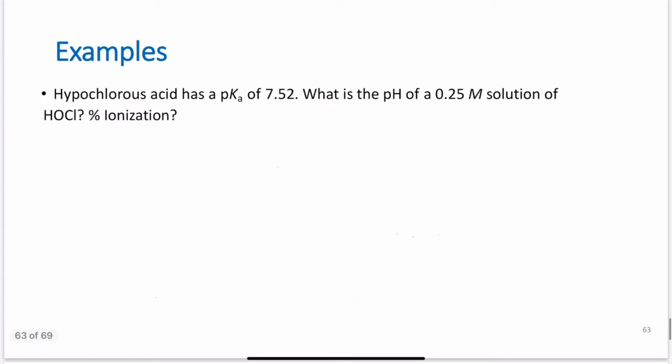So the first question: hypochlorous acid has a pKa of 7.52. What is the pH of a 0.25 molar solution of HOCl, or hypochlorous acid, and what is its percent ionization?